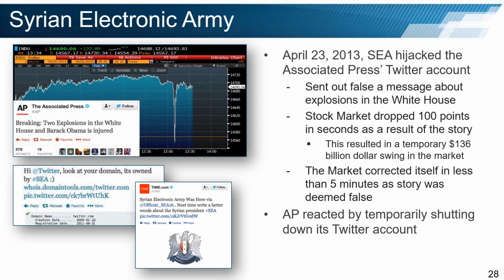Within seconds of the release, stock prices plummeted more than 100 points on investor fears, resulting in a temporary $136 billion swing in the market. The market corrected itself within 5 minutes, but the attack definitely demonstrated the potential to affect financial markets worldwide with a fairly simplistic hack. AP reacted by temporarily shutting down its Twitter feed.